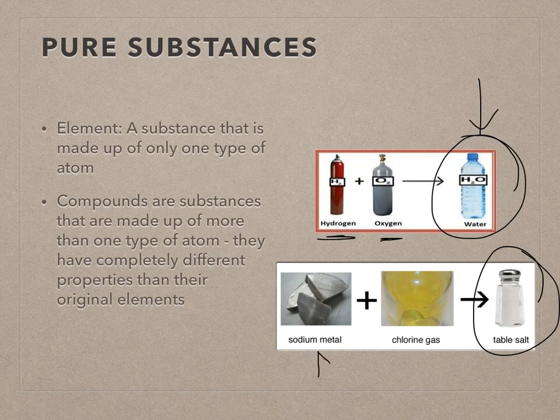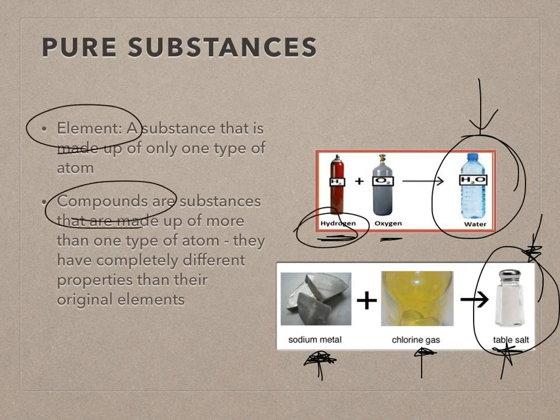Or you could take sodium metal, which is a very dangerous metal. It's very reactive. It would react with water and start to burn. It's just that reactive. You could take chlorine gas, which is a poisonous gas. You can mix those together and you get table salt that you put on your food. So you can see that the compound is totally different than what you started with. Okay, but these would be compounds. Elements, individual atoms, just one atom. Compounds, 2 or more atoms combined together.